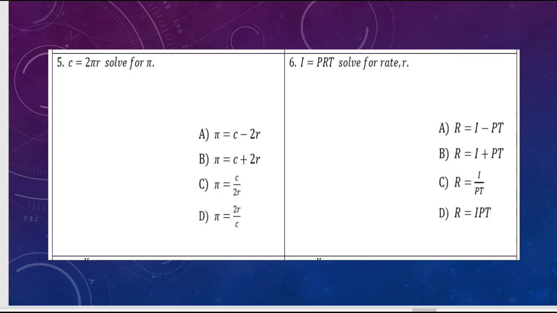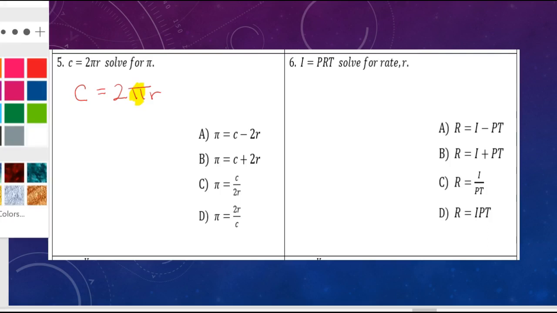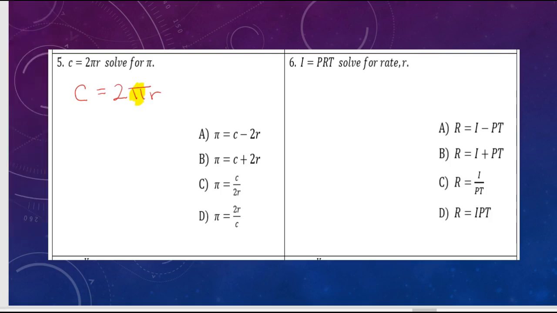5 and 6 continue to be literal equations. Let's write down 5. This is actually the circumference equals 2 pi times the radius. And we want to solve for pi. To solve for pi, I need to move a multiplied 2 and a multiplied r. So we get rid of multiplied things by dividing by those things. So I'm going to divide the right by 2r. I'm going to divide the left by 2r. I'm going to get that pi equals C divided by 2r. Let me erase that. Divided by 2r. So for this particular problem, it looks like C is my answer.